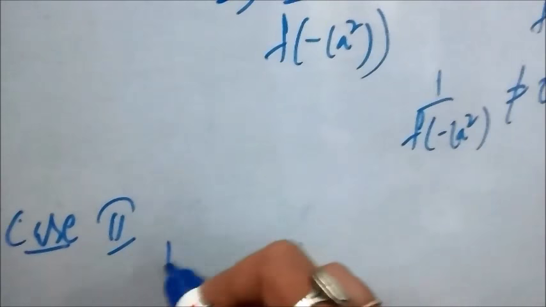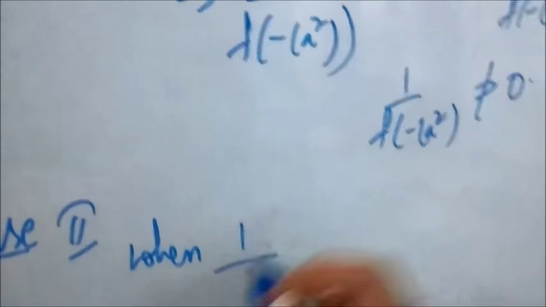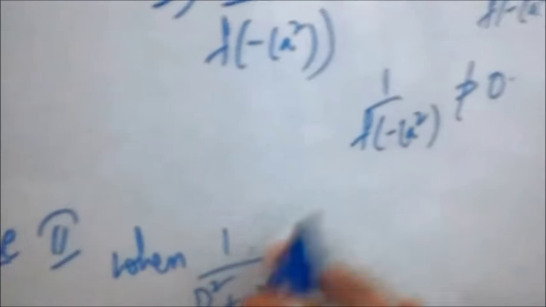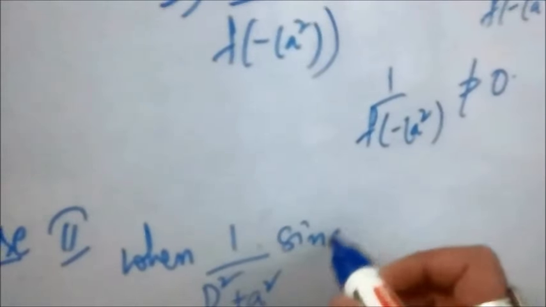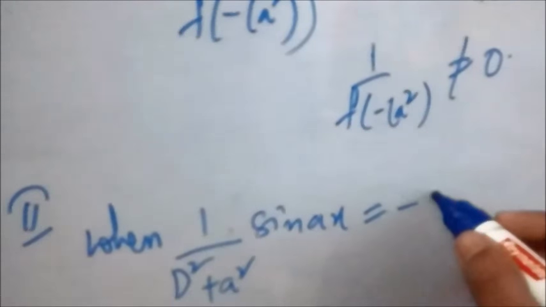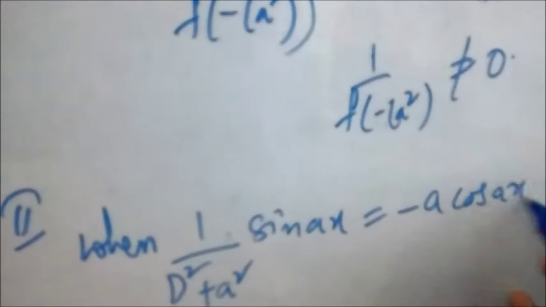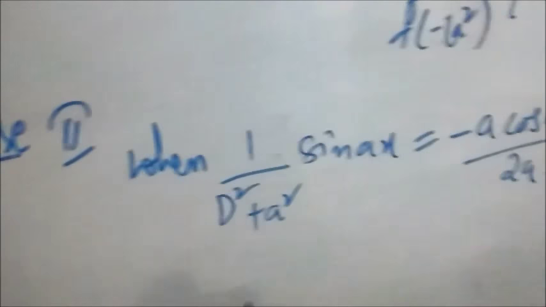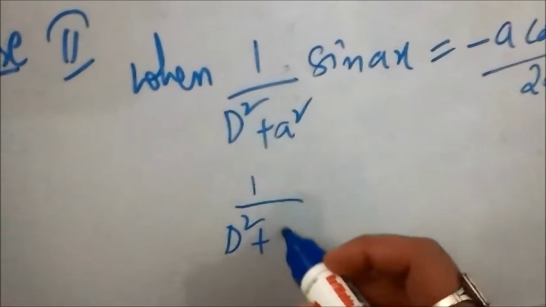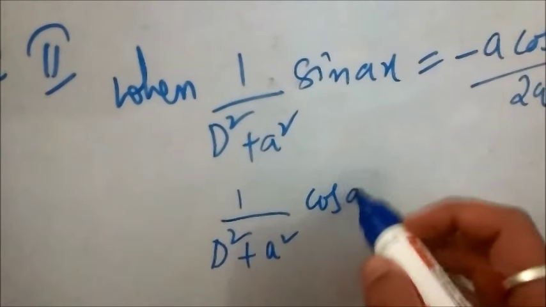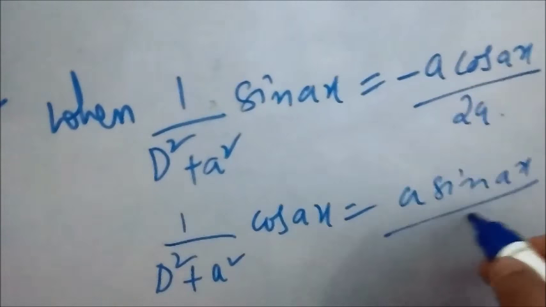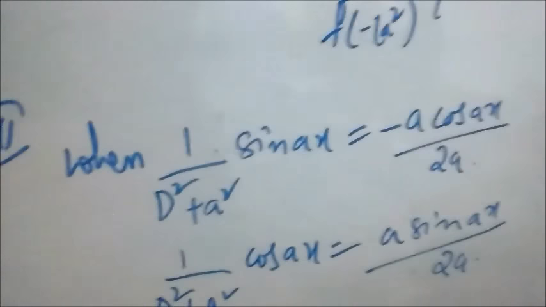Case second, when 1 by D square plus a square sin ax, then it's equal to minus x cos ax by 2a, and 1 by D square plus a square cos ax is equal to x sin ax by 2a. This is the rule second.